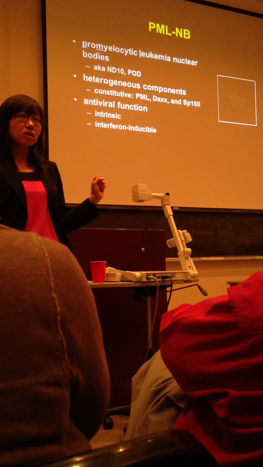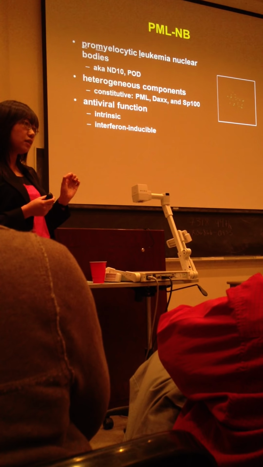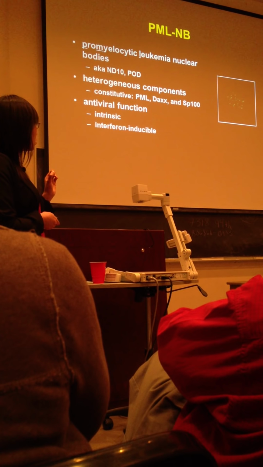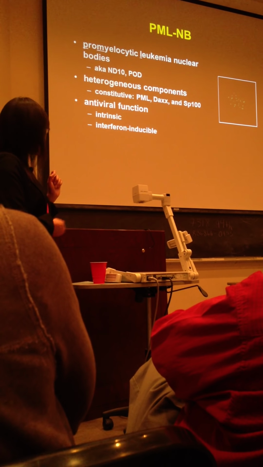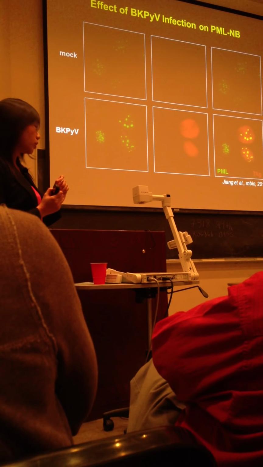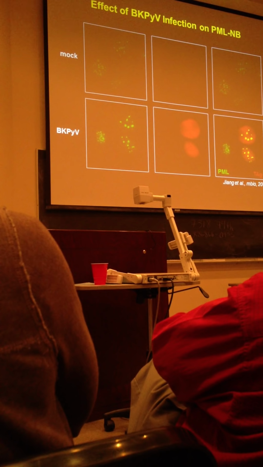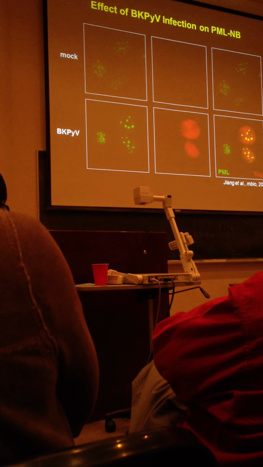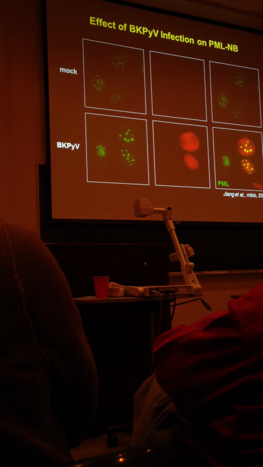And for herpes, things are even more dramatic. There is a protein called ICP0 that is encoded by HSV and is able to degrade the PML protein and thereby disrupt the functions of PML nuclear bodies. So when we first started this project, we just wanted to ask a simple question: what are the effects of BK infection on PML nuclear bodies in RPTE cells, our relevant cell type?